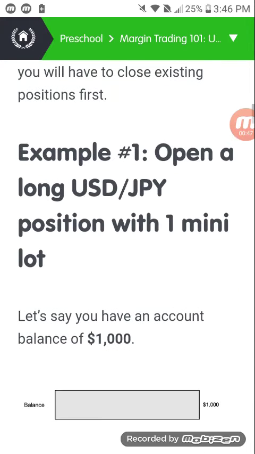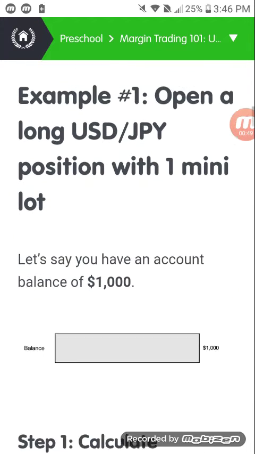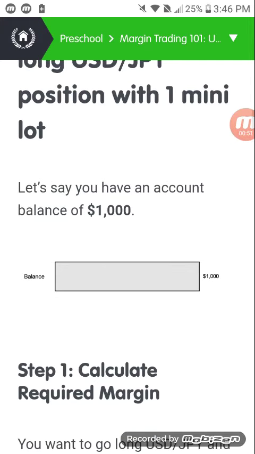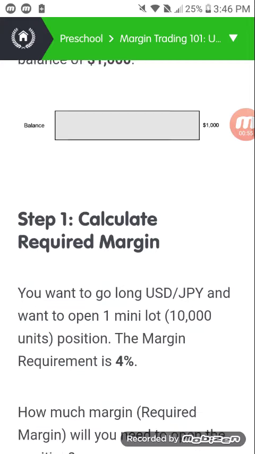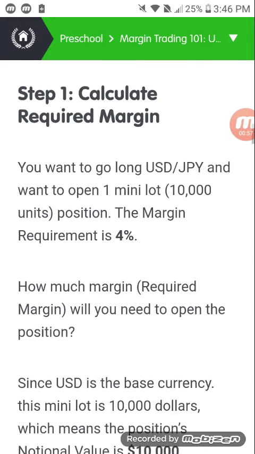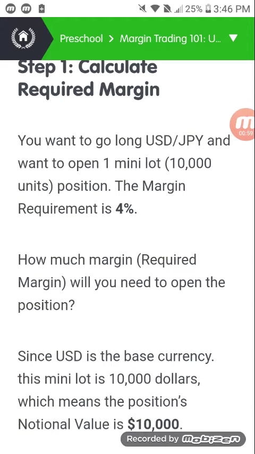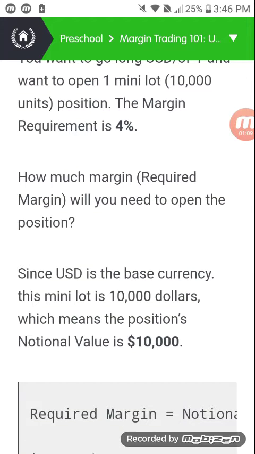So let's say you open up a long USD/JPY position of 1 mini lot, which is 10,000. Let's say you have an account balance of 1,000. That's your balance, 1,000. So how do you calculate the required margin? You want to go long on USD/JPY, and you want to open 1 mini lot of a 10,000 unit position. The margin requirement is 4%. How much margin is needed to open this position?